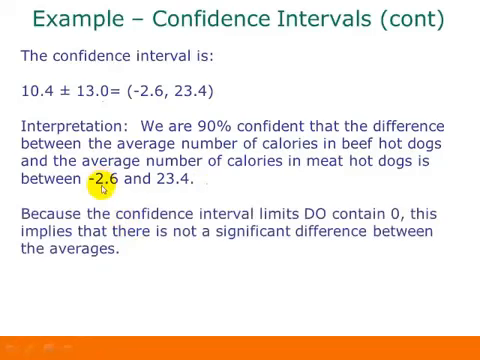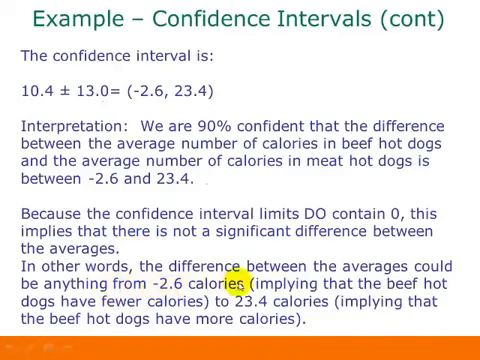Now here, because we're looking at the difference between our 2 population means, the difference can either be negative, which would mean that the average for the beef hot dogs is actually less than that for the meat hot dogs, or it can be positive, which would mean that the average for the beef hot dogs is greater. Because we've got one negative value and one positive value in our confidence interval, that means that 0 is included in this interval. Our true difference between the two population means could actually be 0, which would mean that the two population means are actually the same. So this implies that there's not a significant difference between the two averages.